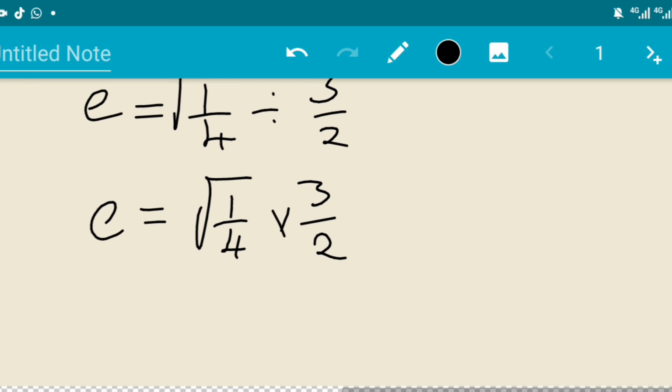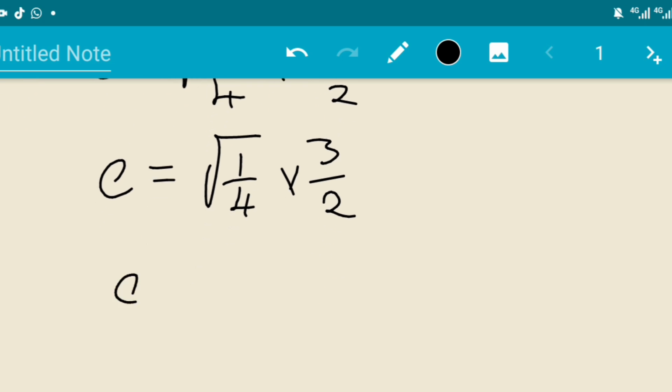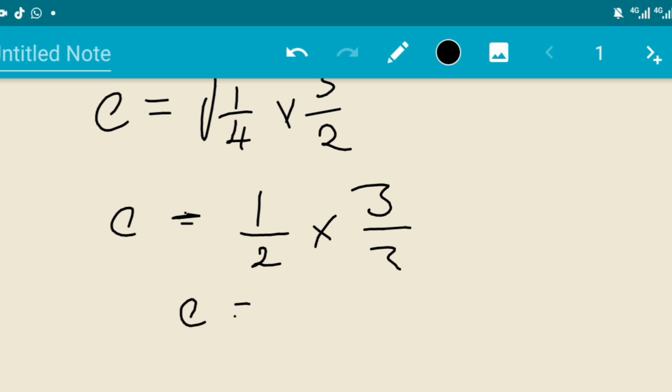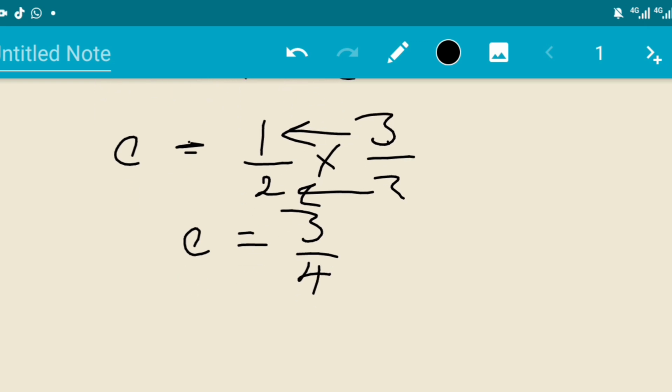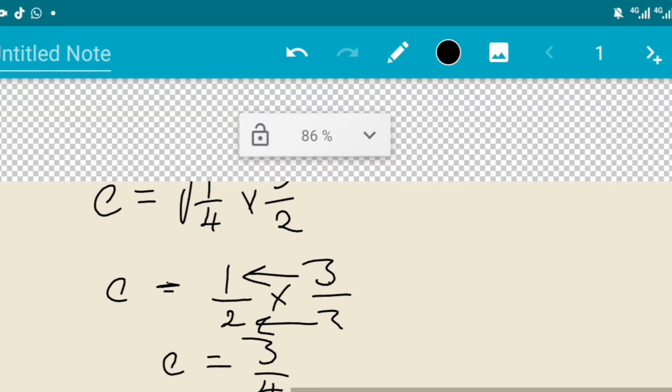So this can be simplified. This would be e is equal to, what is the square root of 1? It is just 1. What's the square root of 4? It is 2. So this would be 3 over 2. Then e is equal to, what is 3 times 1? It is 3. Okay. What is 2 times 2? That is 4. So our eccentricity is what? 3 over 4.